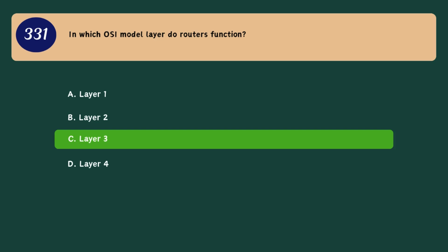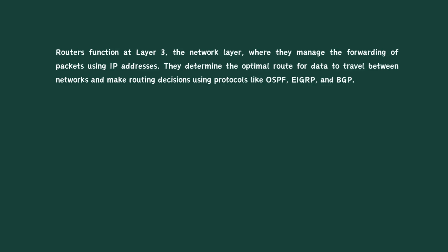Correct answer. C. Layer 3. Routers function at Layer 3, the network layer, where they manage the forwarding of packets using IP addresses. They determine the optimal route for data to travel between networks and make routing decisions using protocols like OSPF, EIGRP, and BGP.